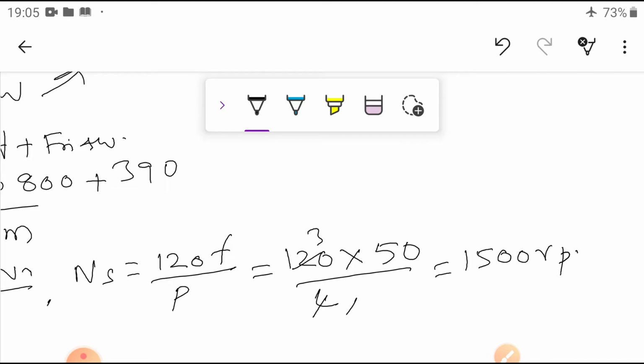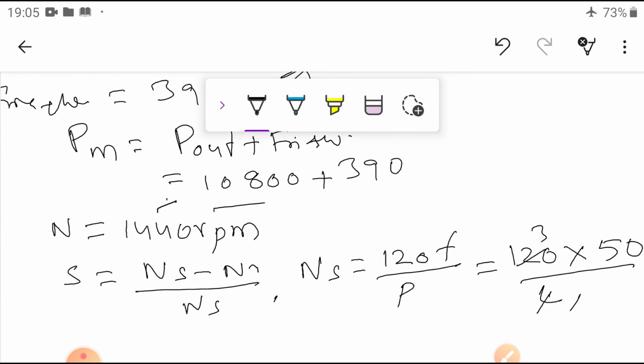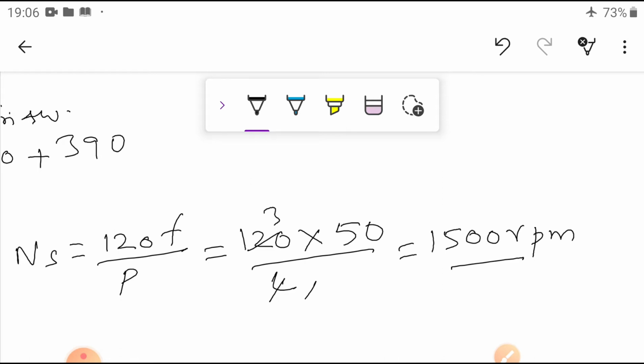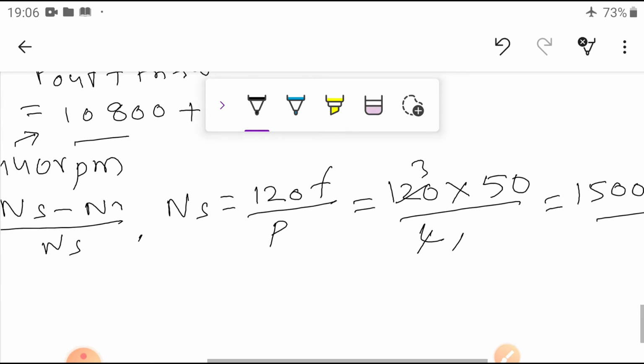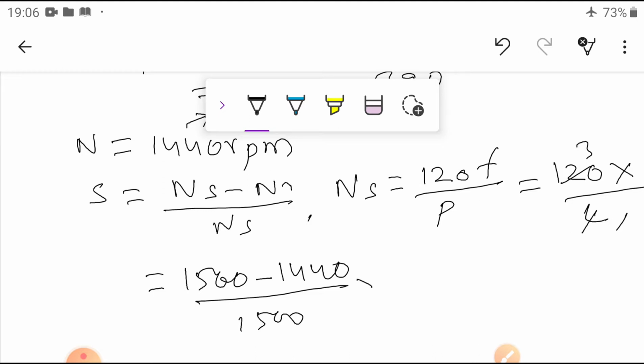Dear students, please remember, here the speed n is 1440. The rotor speed should be below the synchronous speed, not above it. It is a 1440 RPM rotor speed, but actually the speed of the rotating magnetic field is 1500 RPM. Now substitute the values: ns is 1500 RPM, n is 1440, divided by 1500 RPM, into 100%, and we get the percentage of slip.